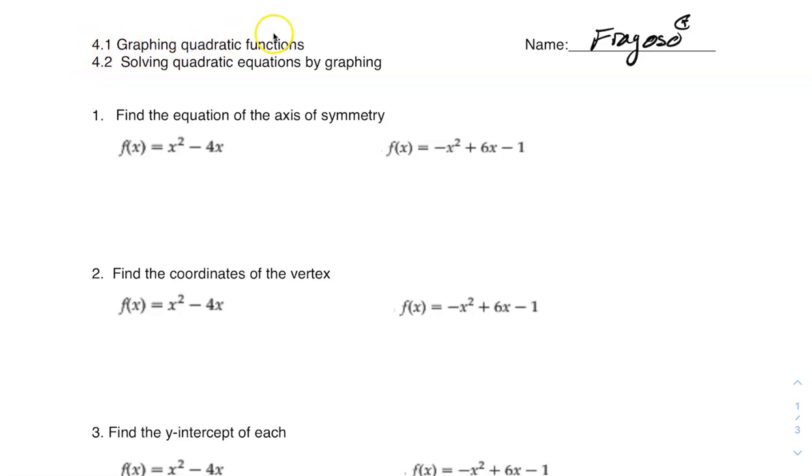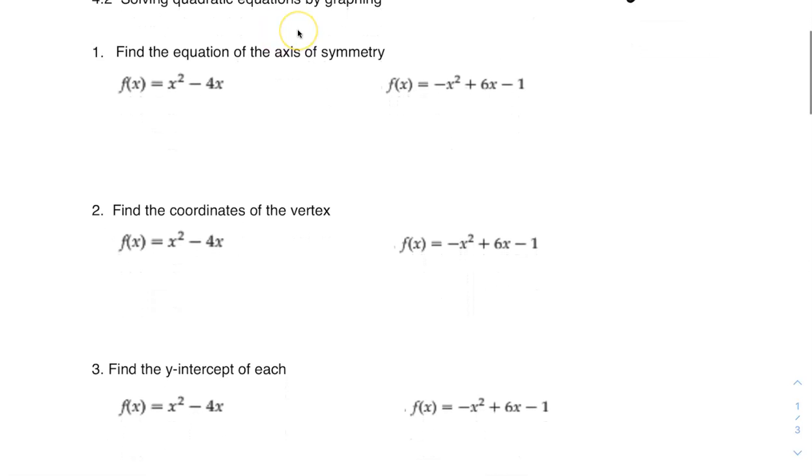4.1, graphing quadratic functions, and 4.2, solving quadratic equations by graphing. So 4.1 and 4.2. Let's go to this worksheet. Find the equation of axis of symmetry. So that is the formula for that: x equals negative b over 2a.